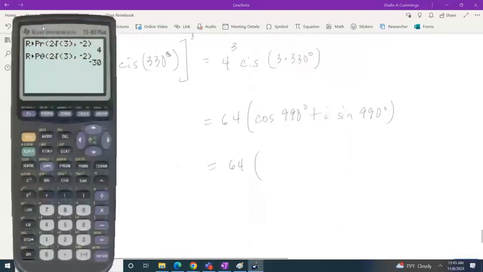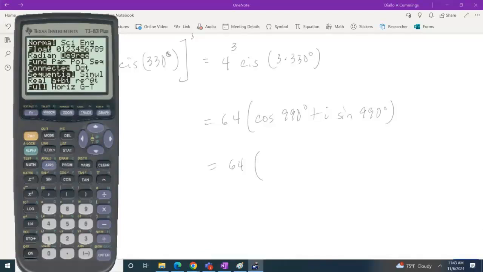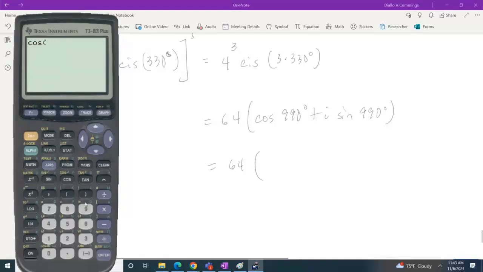All right. So now I'm going to find the cosine and the sine for 990. So I'm going to use a calculator. So the cosine, make sure you're in degree mode, right? Because we're putting in a degree measure. The cosine of 990 degrees is 0. The sine of 990 degrees is -1. So that's minus i. And now if I distribute, 64 times 0 is 0. 64 times negative i is negative 64i.